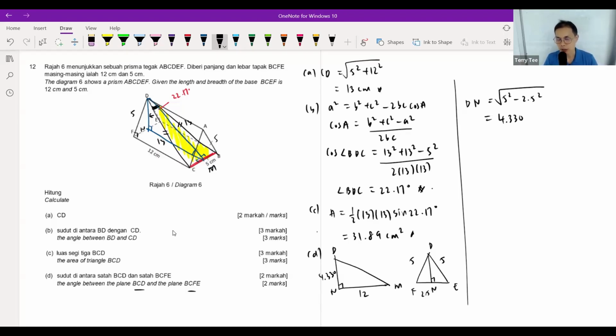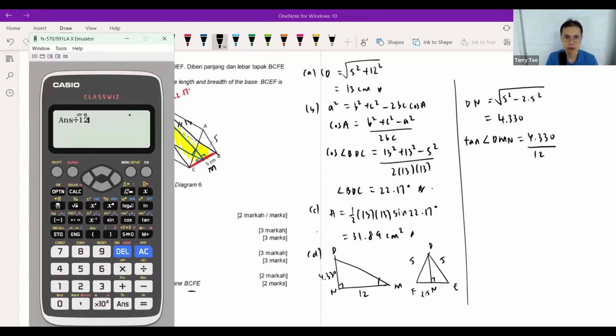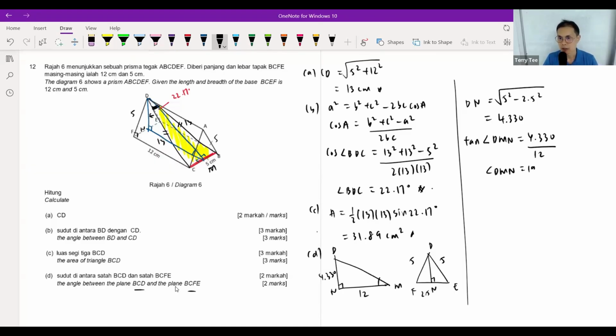So once you got this, we can find the angle between the line and plane, which is DMN. We write tangent. Tangent DMN is opposite 4.330, divided by adjacent 12. Okay, take this, divide by 12. Shift tangent answer. I got 19.84. So your angle DMN is 19.84. Yeah, angle between the line and the plane. The angle between plane BCD and BCFE is 19.84.